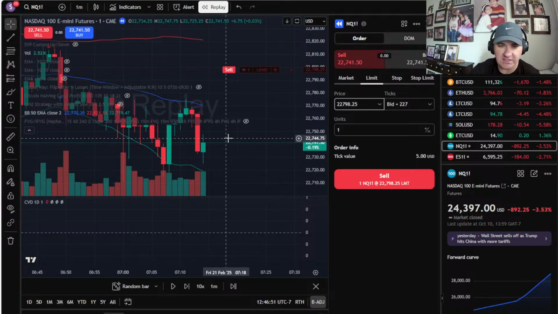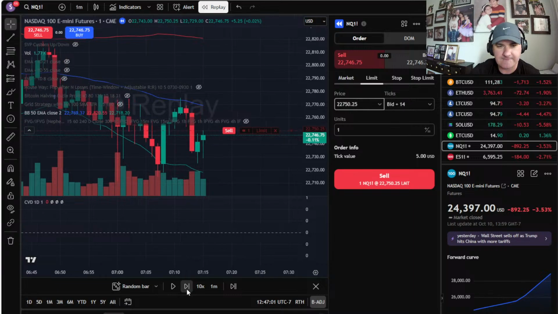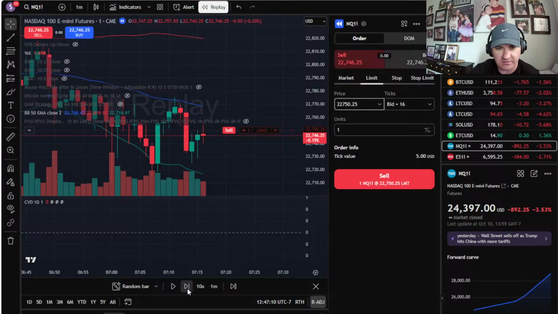Now in this case, where this gap's created, I'm going to sell this. That should have triggered the entry. I don't know why this isn't working. This is annoying because I'm supposed to enter right there.